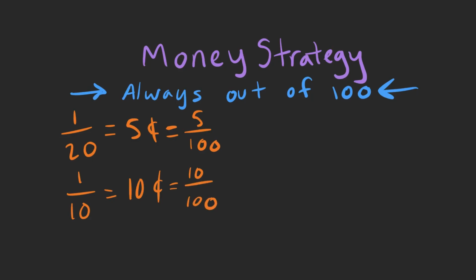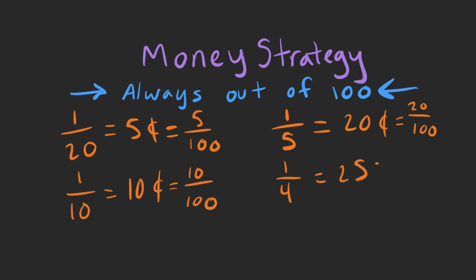We can also do 1/5. Now 1/5 would just be double a tenth, so that would be 20 cents, right? Which would be 20 out of 100. We also have a fourth, which would be 25 cents, or 25 parts out of 100, and then a half, which would be 50 cents, which would be 50 out of 100.